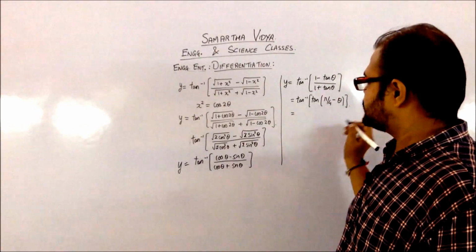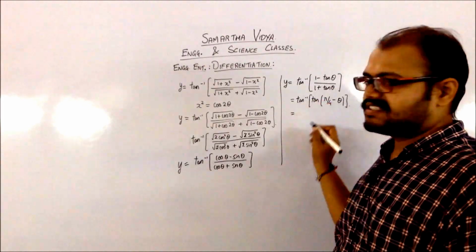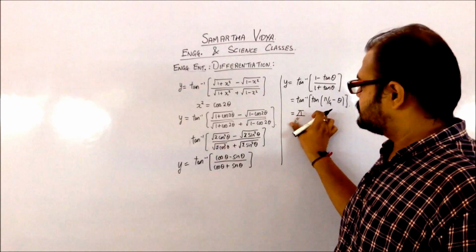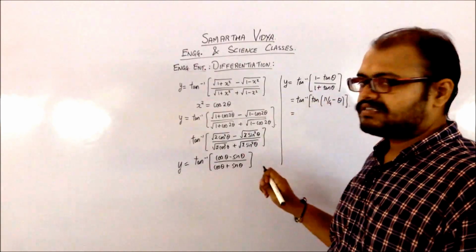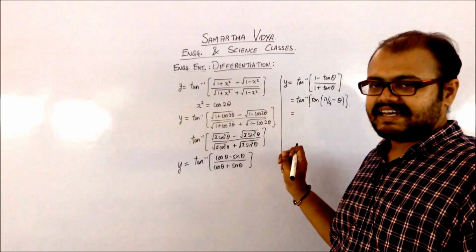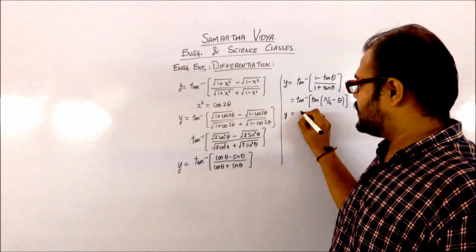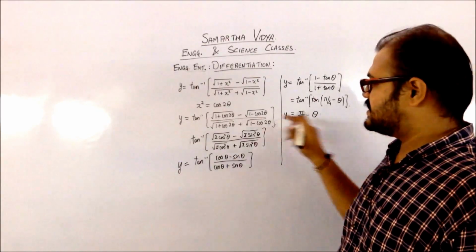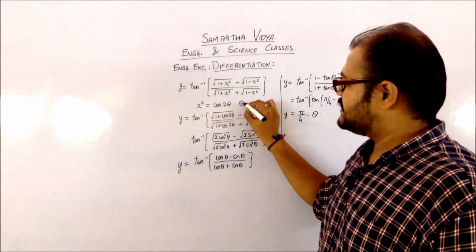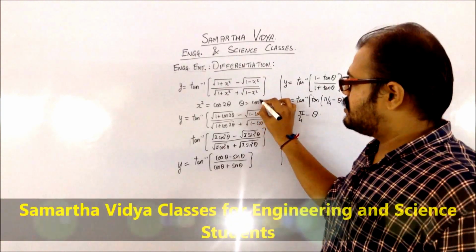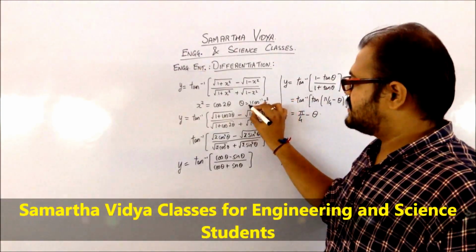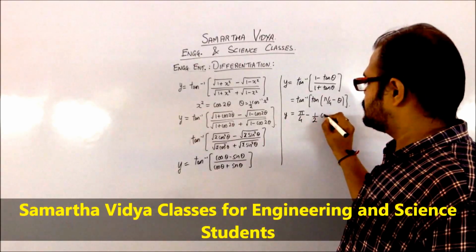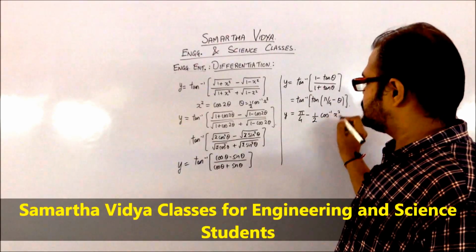On substitution, the tan inverse and tan get cancelled out, so you get y as pi by 4 minus theta. But theta from here is cos inverse of x square, divided by 2, so we can write that as half cos inverse x square.